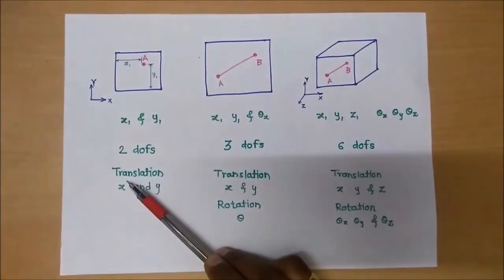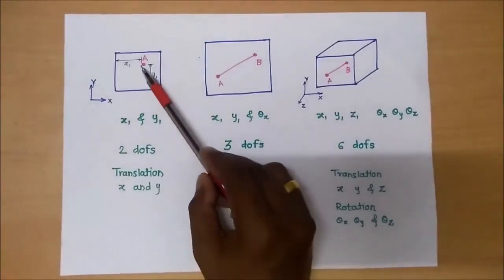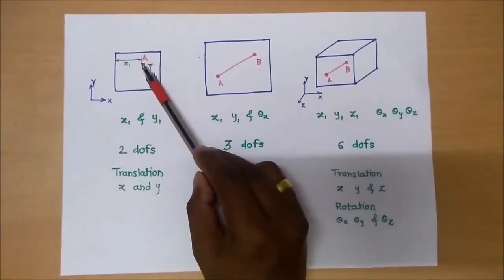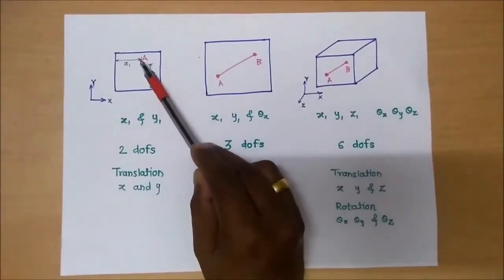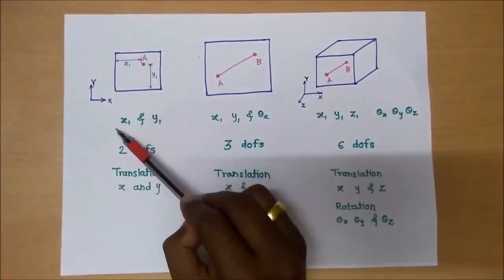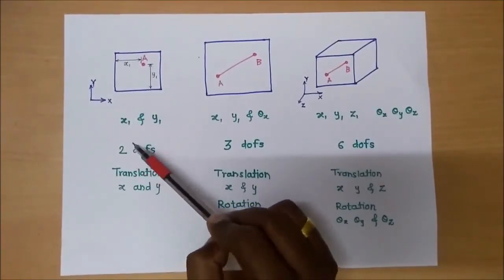That is translation in x and y. Due to the action of a force, this point can move in the x direction as well as in the y direction. So it is known as 2 degrees of freedom. Now we will move further.